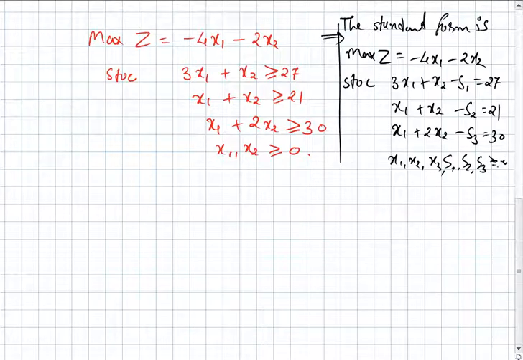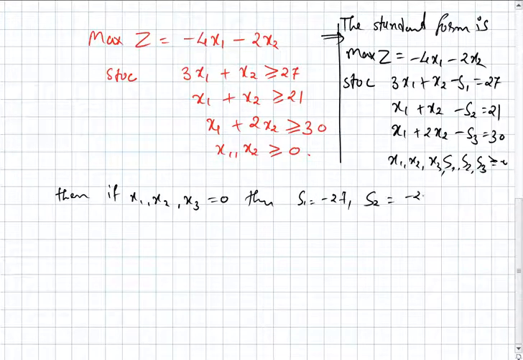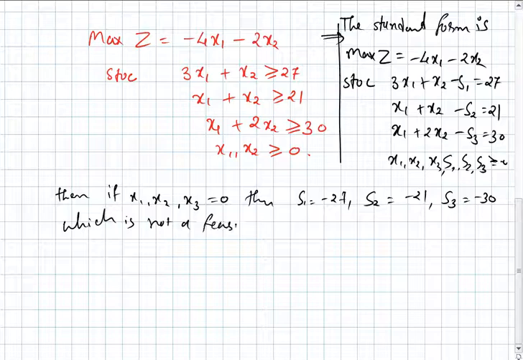If we start the problem from here itself, then if x1 and x2 are 0, s1 is minus 27, s2 is minus 21 and s3 is minus 30, which is not a feasible solution. So we will add artificial variables.